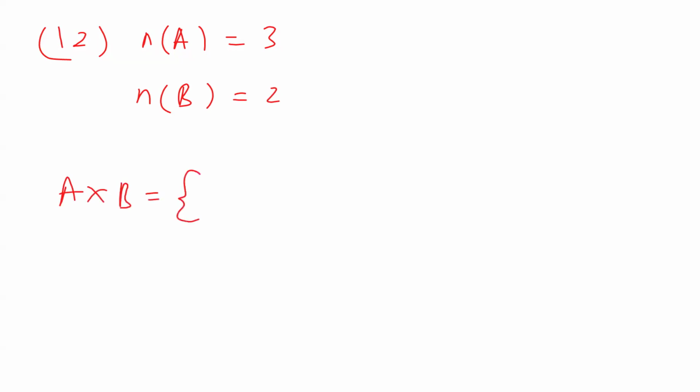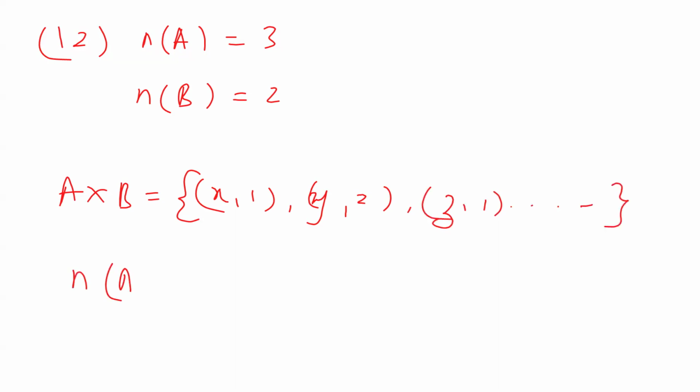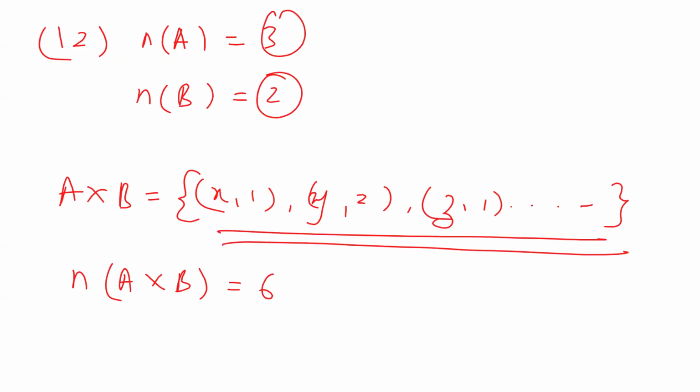Question number 12. N of A is equal to 3. N of B is equal to 2. They have given this information, and A cross B has certain ordered pairs: x comma 1, y comma 2, and z comma 1. The remaining ordered pairs are not given. Can someone tell me what is n of A cross B? N of A cross B will be 3 into 2, which is equal to 6. So there will be 6 ordered pairs, out of which 3 are given to us.